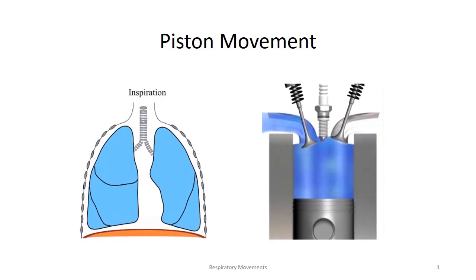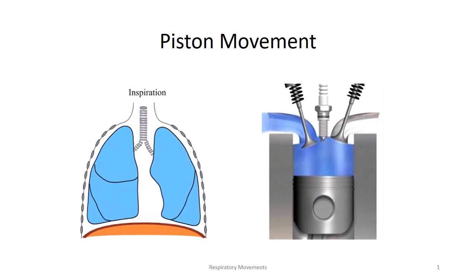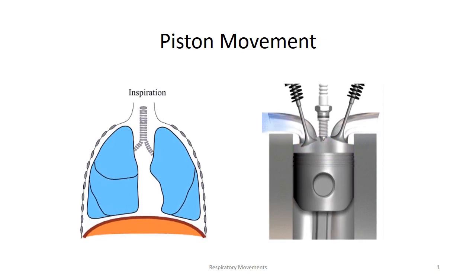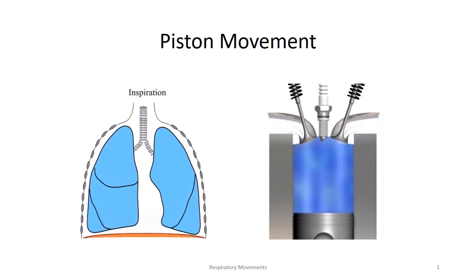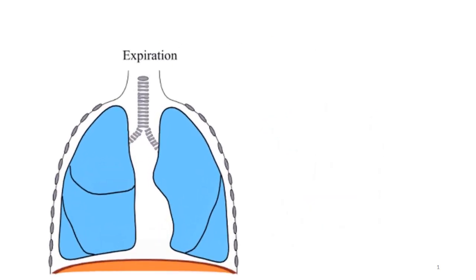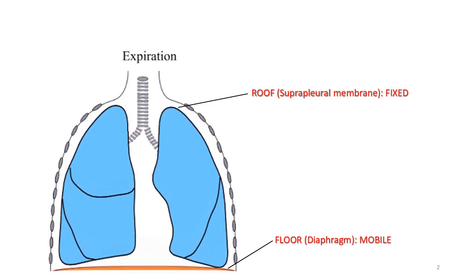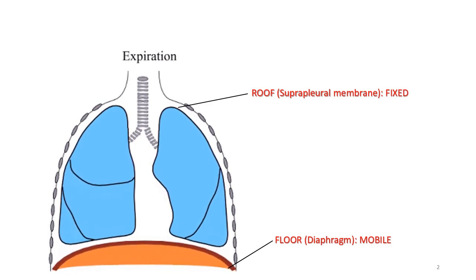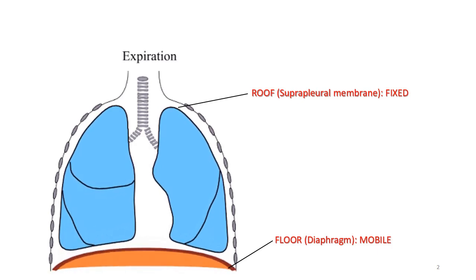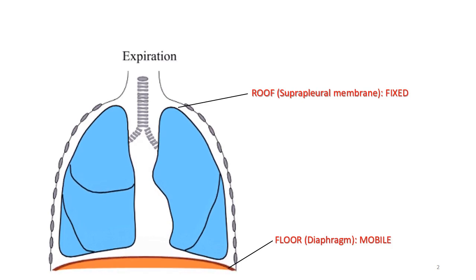The third respiratory movement is piston movement, which causes increase in vertical diameter. Theoretically, the roof could be raised and the floor lowered. The roof is formed by the suprapleural membrane and it is fixed, but the floor is formed by the mobile diaphragm. So when the diaphragm contracts, the dome of the diaphragm becomes flattened and the level of the diaphragm is lowered.